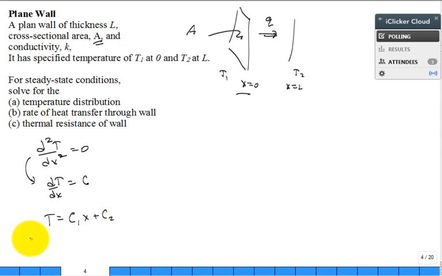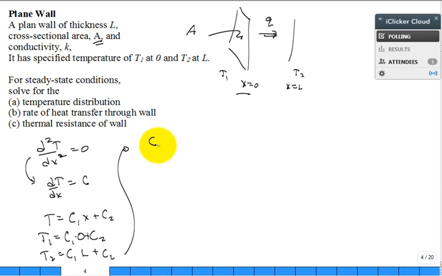And apply the first boundary condition. You'll get that T1 is equal to C2, because x is 0 at T1. Let's put C1 times 0 plus C2. Fine. And then T2 is equal to C1 L plus C2. So we have that C2 is equal to T1, and that C1 is equal to (T2 minus T1) divided by L. So our solution for the temperature profile, T is equal to (T2 minus T1) divided by L times x plus T1. Does that make sense?